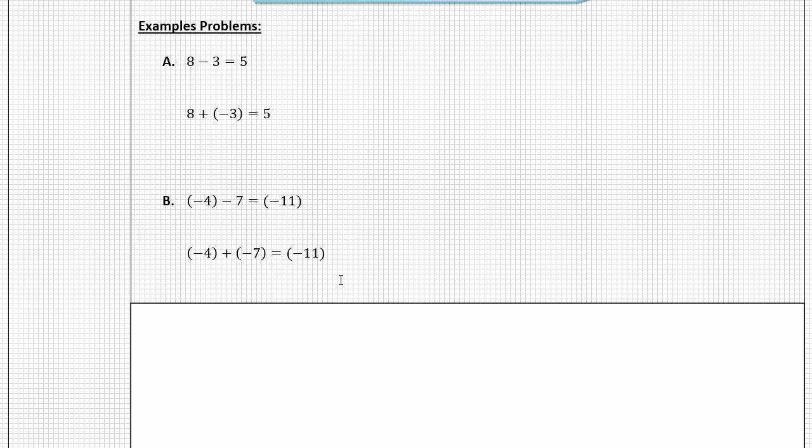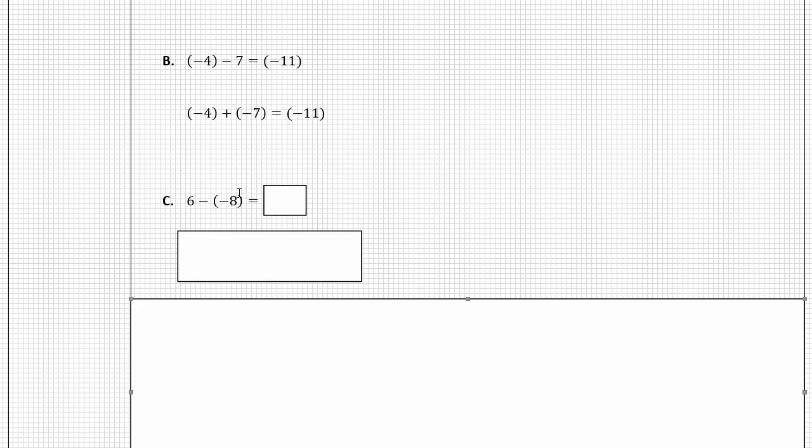Let's take a look at the third example. Here, we're starting with positive 6 and subtracting a negative 8. So you can try and figure that out, or maybe you want to think about it as addition. Keep the first number, change it from subtraction to addition, and change it from a negative 8 to a positive 8. Well, it's really easy to see here that 6 plus 8 is 14.